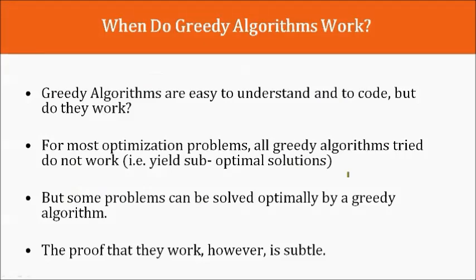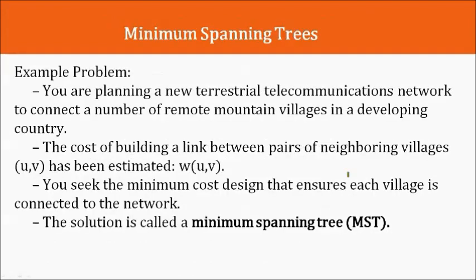So when does a greedy algorithm work? Greedy algorithms are easy to understand and to code, but do they work? For most optimization problems, all greedy algorithms tried do not work. But some problems can be solved optimally by a greedy algorithm. The proof that they work, however, is subtle. So the next topic is minimum spanning tree. Okay, this is still under the greedy algorithm.